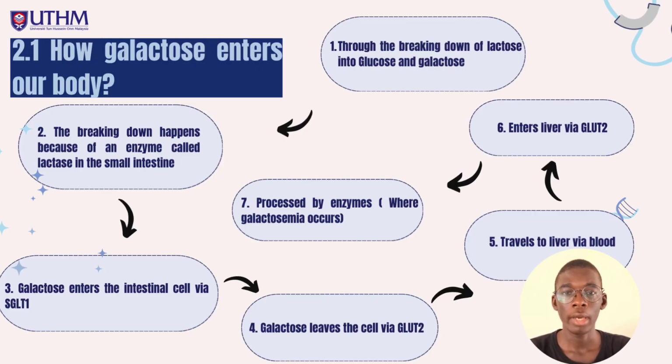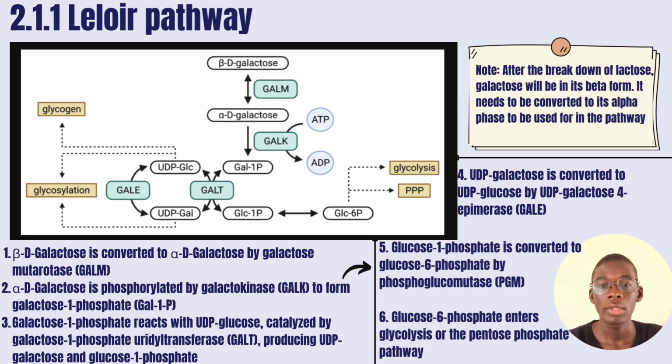After we consume lactose through dairy products, it is broken down into two sugars, glucose and galactose, by an enzyme called lactase in our small intestine. Then, through certain transporters, these two go out of the small intestine to the bloodstream, then to the liver, where galactosemia occurs. Our biological pathway is called the Leloir pathway.